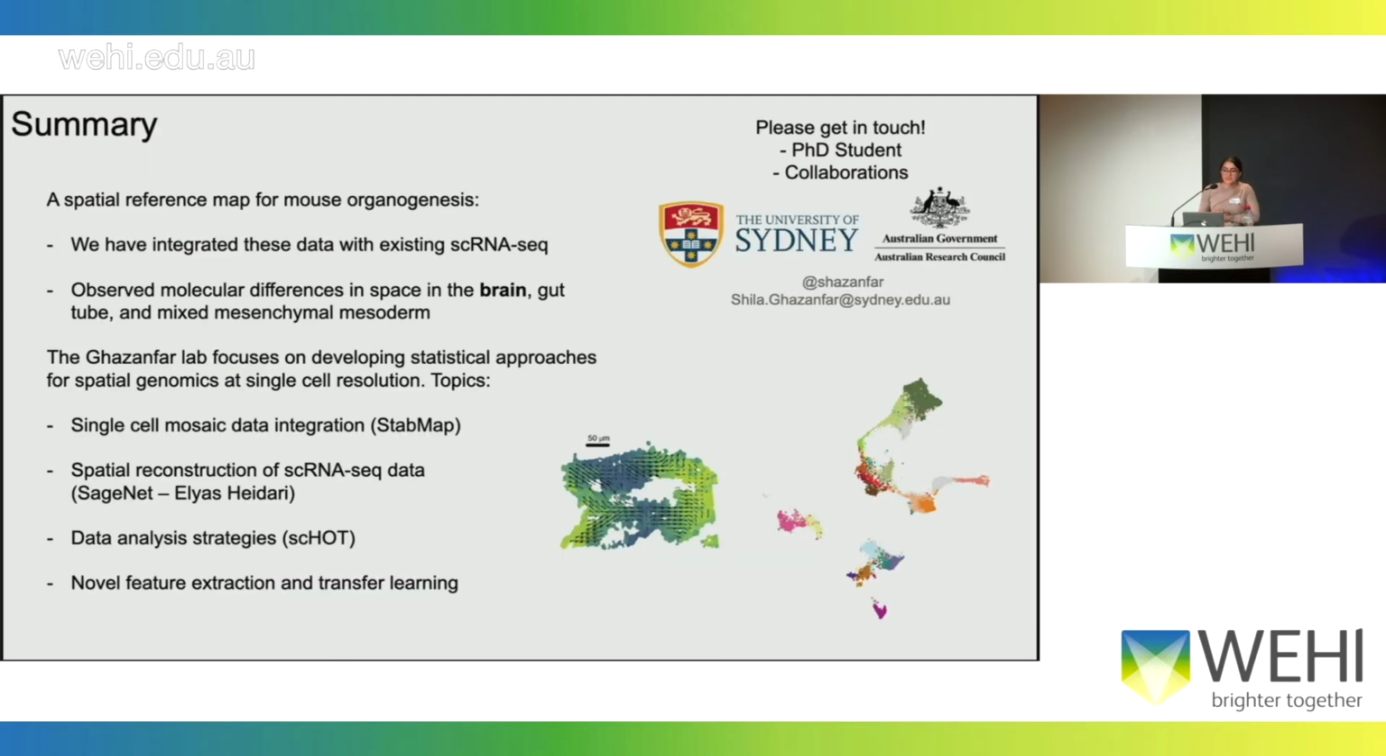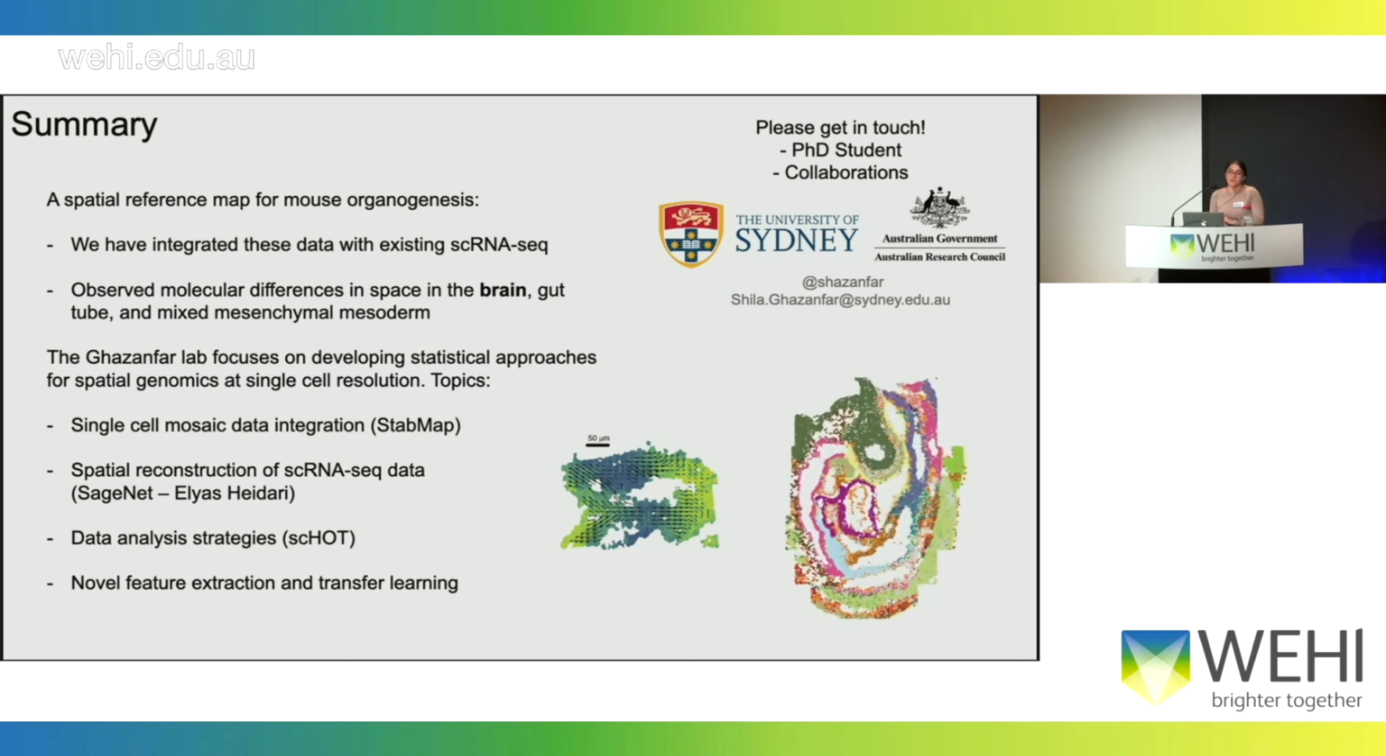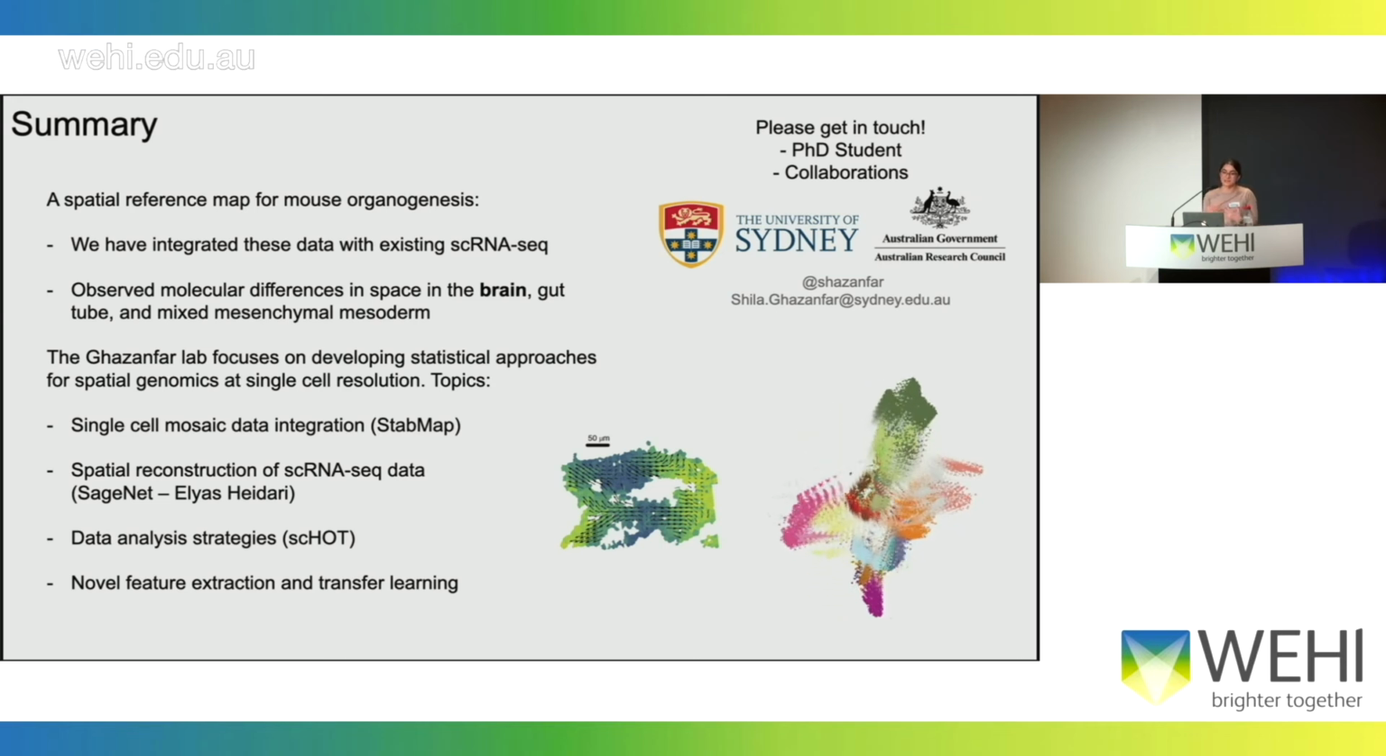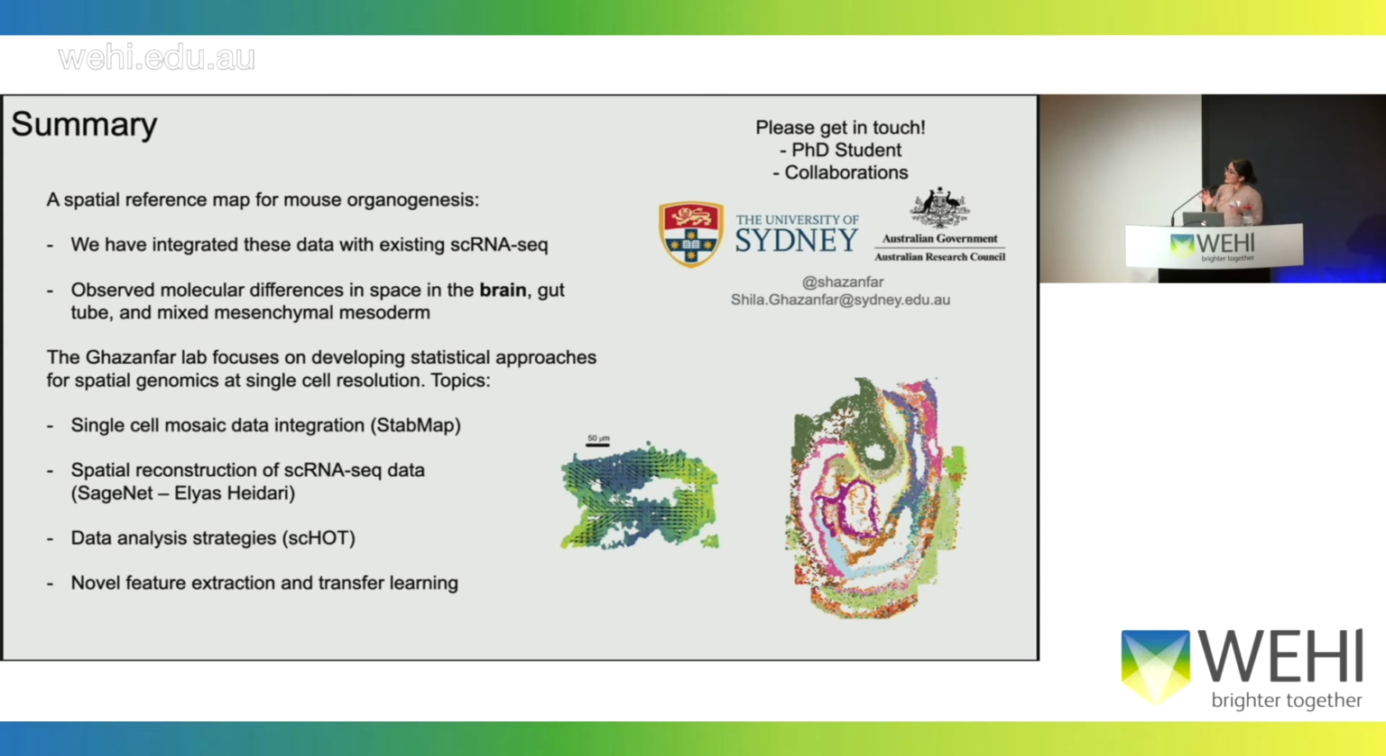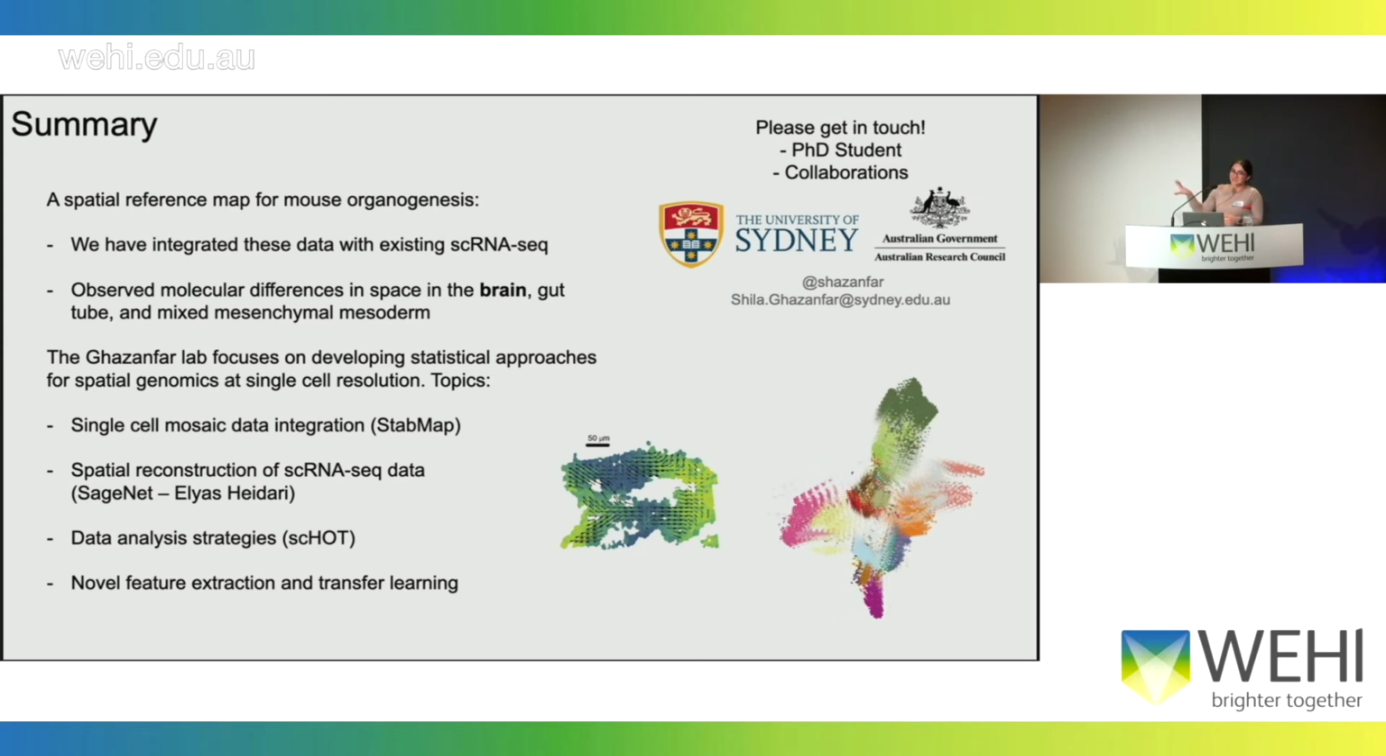So to summarize, I've described to you a spatial reference map for mouse organogenesis. We've integrated these data using existing dissociated data sets. We looked at different bits of biology, and I focused particularly on the brain this time.